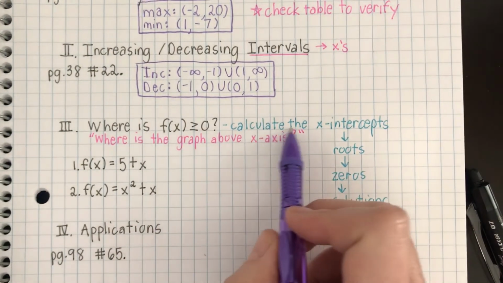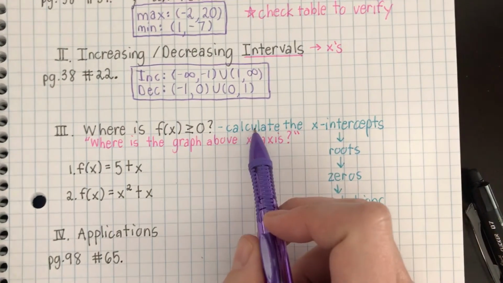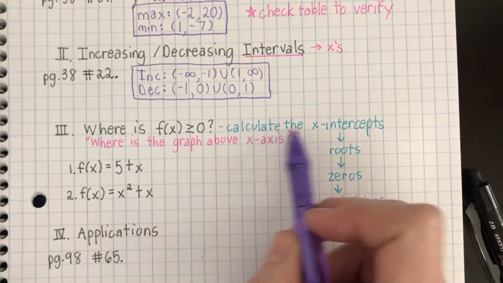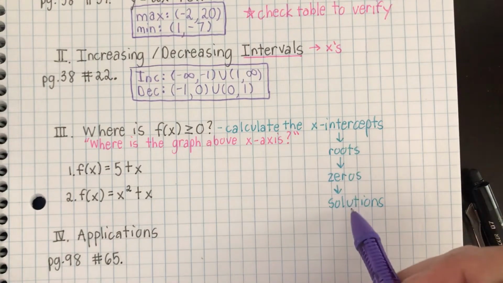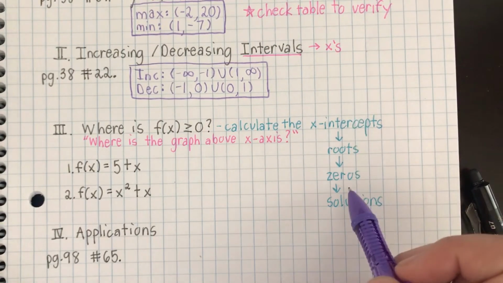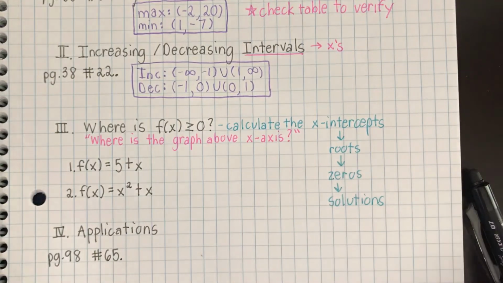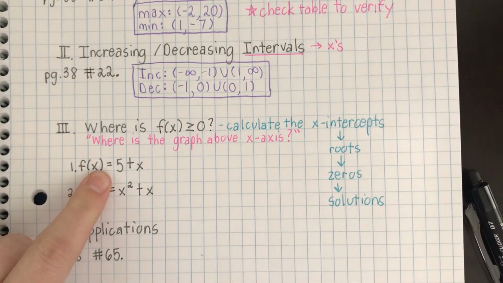So you really need to calculate, or not necessarily calculate, but at least find the x-intercepts, roots, or solutions. Those all basically mean the same thing. So find the x-intercepts and then go from there. So let us look at what that means.